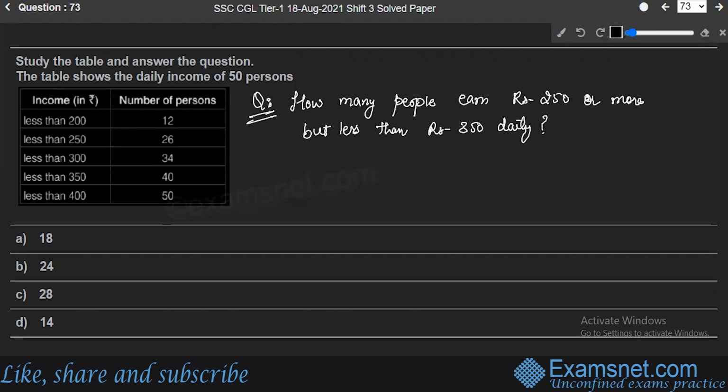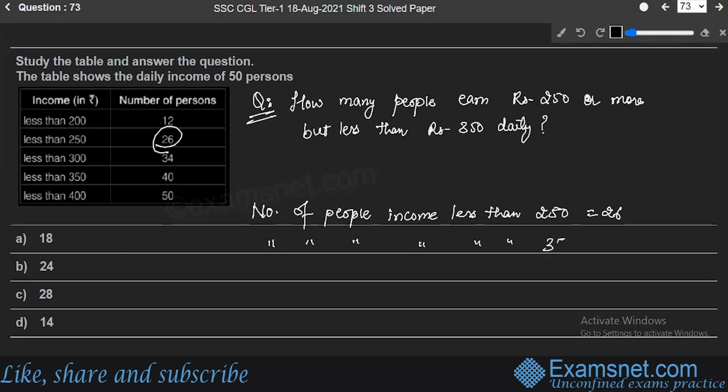Okay. Now let's see the people who earn 250 or more but less than 350 daily. First of all, I'll write down the number of people with income less than 250. That is 26, right? The number of people with income less than 350 is equal to 40. Right. Now, according to the question, we need the people who earn 250 or more but less than 350 daily.